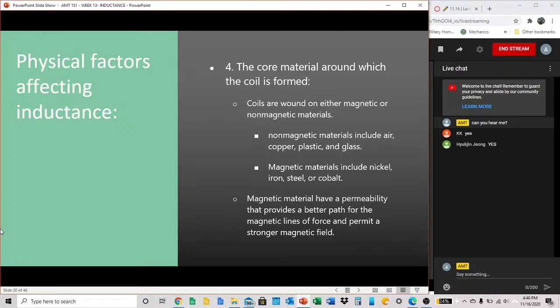And number 4, the core material around which the coil is formed. Coils are wound on either magnetic or non-magnetic materials. Non-magnetic materials include air, copper, plastic, and glass. Magnetic materials include nickel, iron, steel, or cobalt. Magnetic materials have a permeability that provides a better path for the magnetic lines of force and permits a stronger magnetic field.